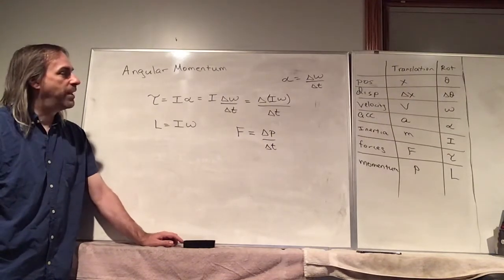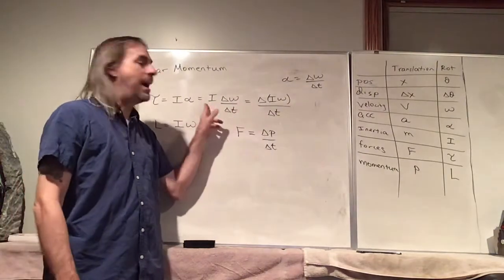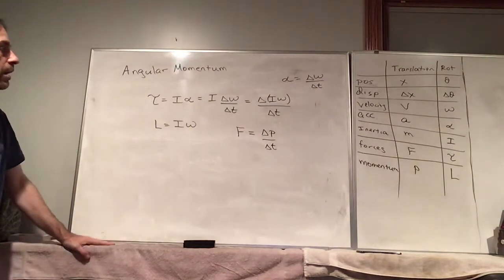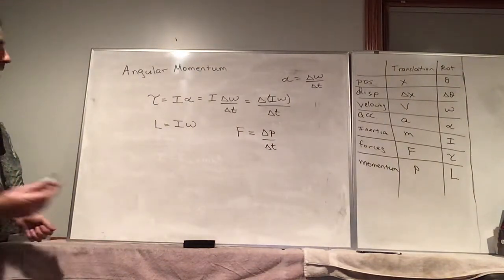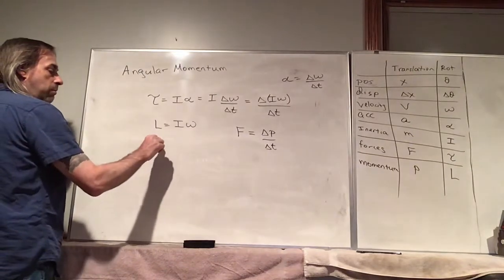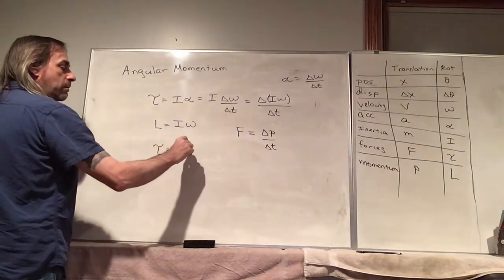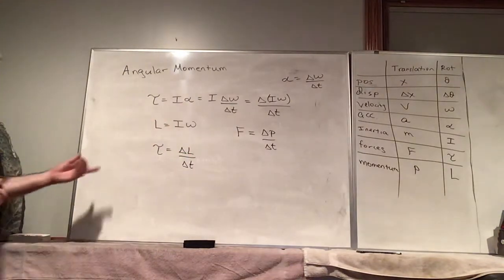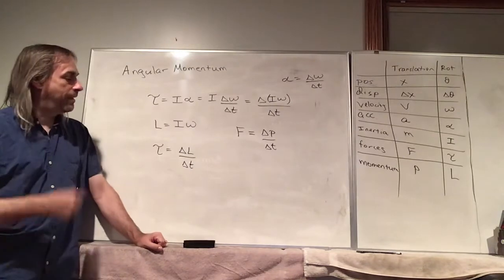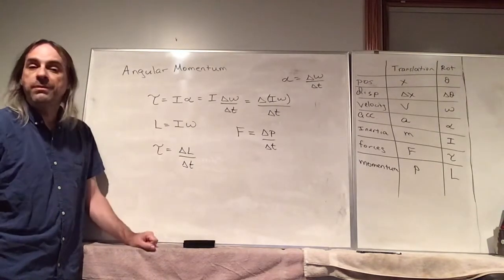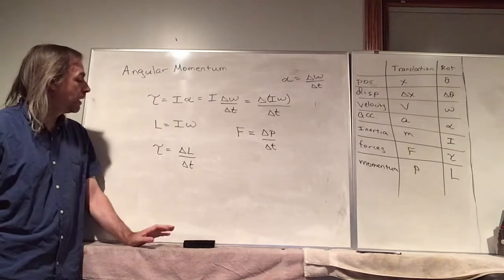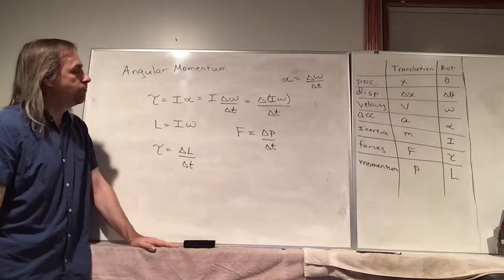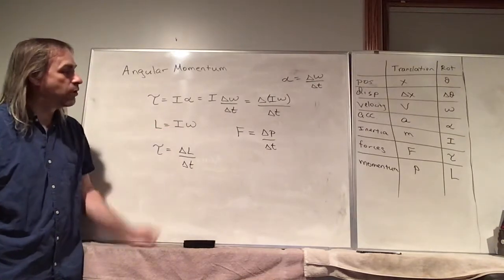Okay, now we had to assume that this step here only works if I is a constant, but we define angular momentum this way regardless. And Newton's law in general is valid. So this is that other form of Newton's second law for rotations. The other is torque equals I alpha.